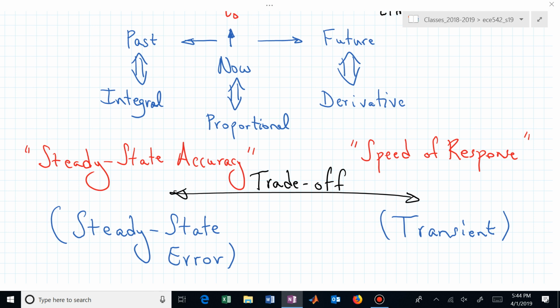That's what you need to be thinking about when you're dealing with control and designing controllers. How are we doing in the steady state? What's our error? And how did we get there? Are we okay with the way that we progressed to that final condition?